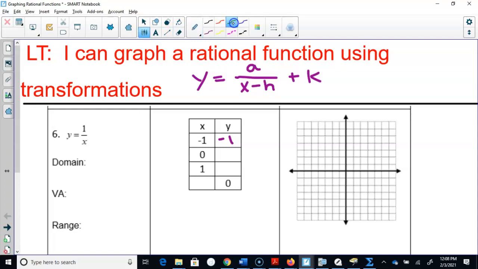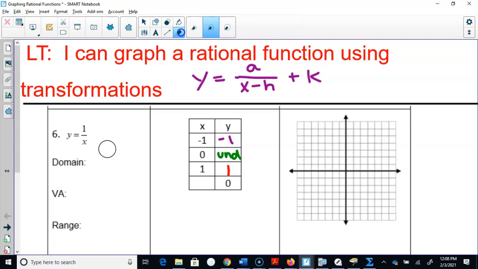Now, next what I'm going to do is plug 0 into X right here. When I take 1 over 0, I want you to type that into your calculator for me. Pause it right now and see what you get. You should get an error. When I type 1 over 0 in there, that's an error, which means when X is equal to 0, our Y value is what we call undefined. So I'm going to put a UND there. Next, when X is equal to 1, I'm going to plug 1 into X, and I get 1 here.